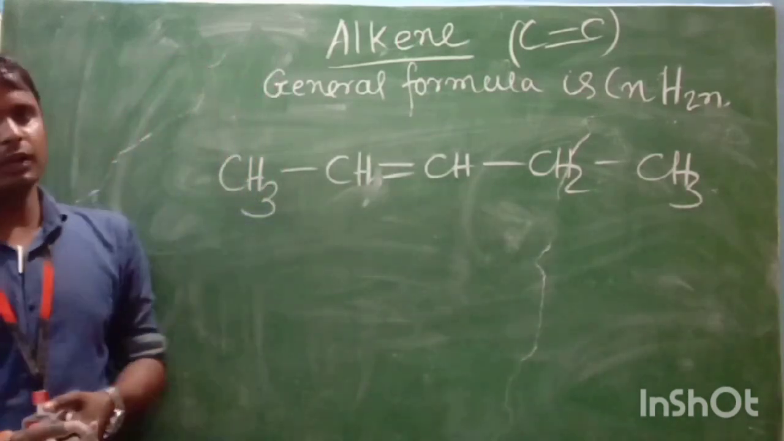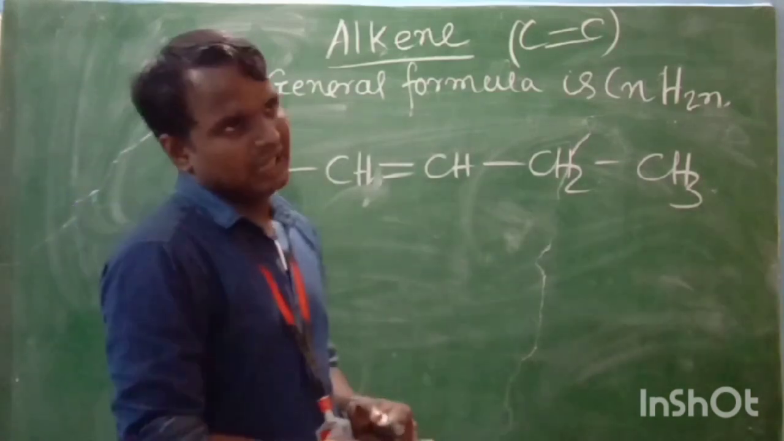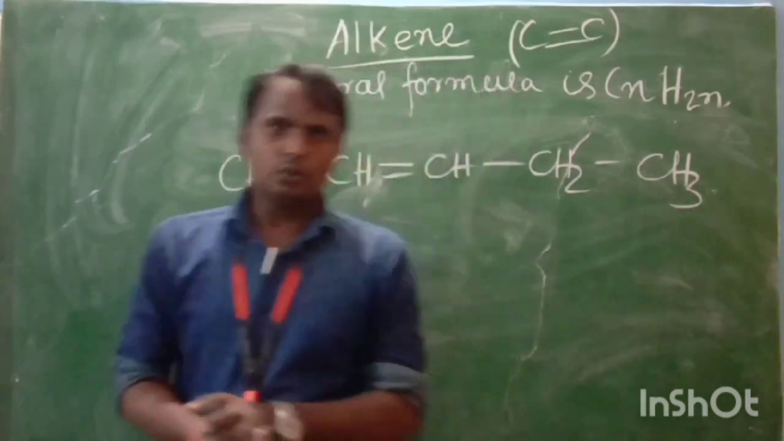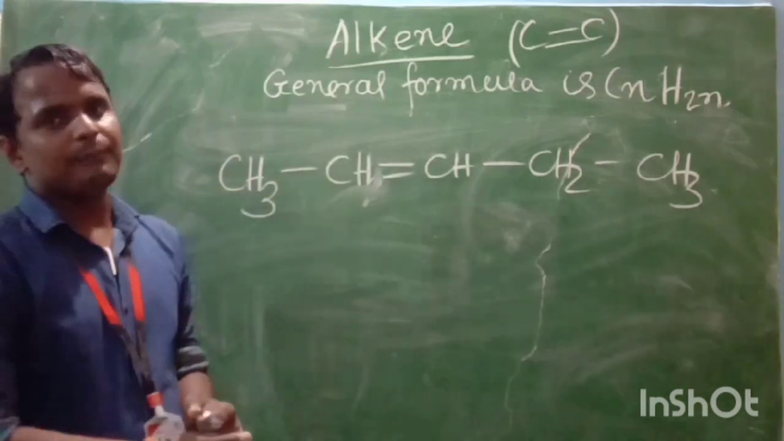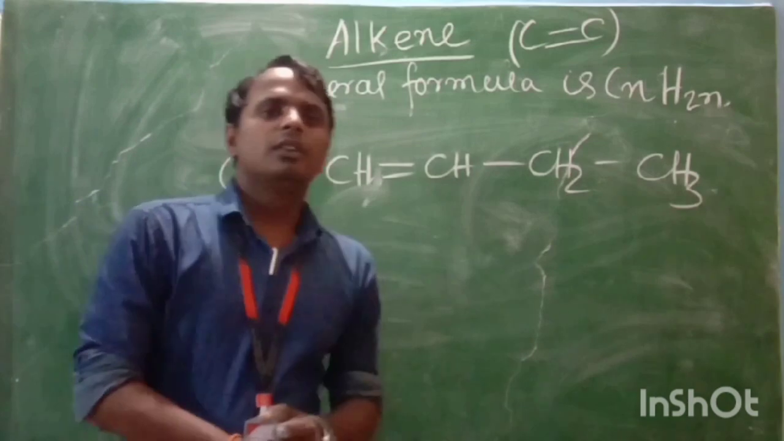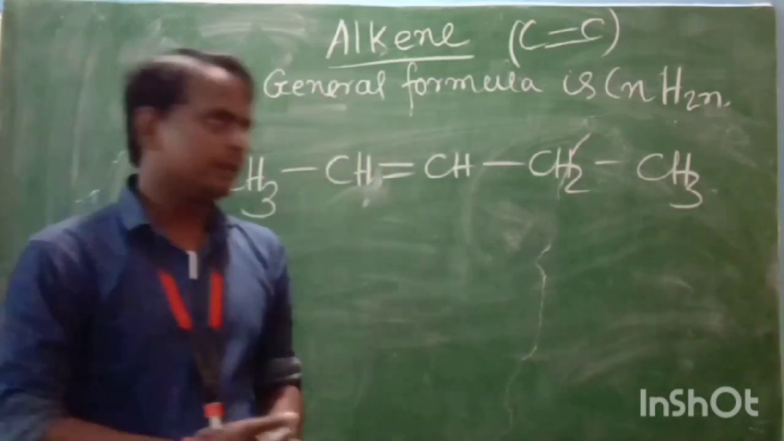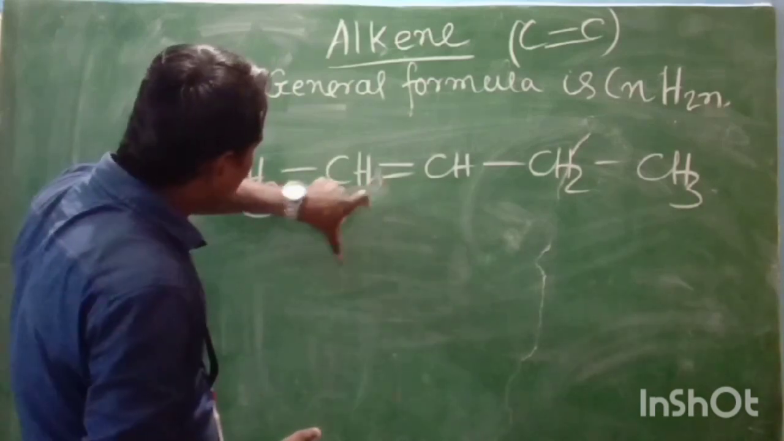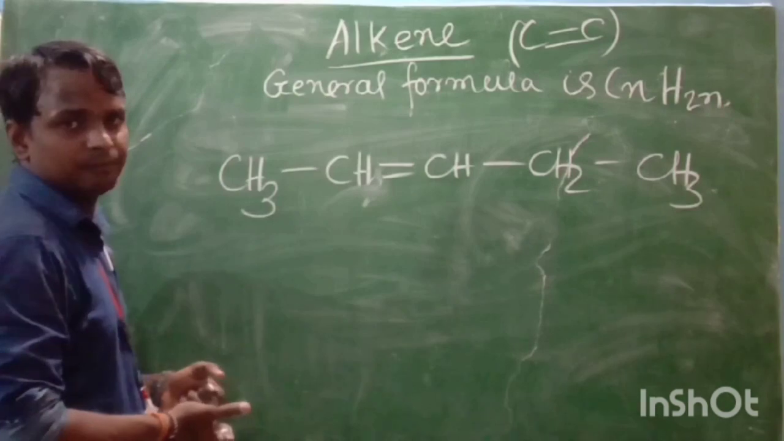Again I repeat, if the double bond is in position 2, 3, 4, then we must write the number where the double bond is present to explain its position. This is an example of this type, where the double bond is not in the first position.